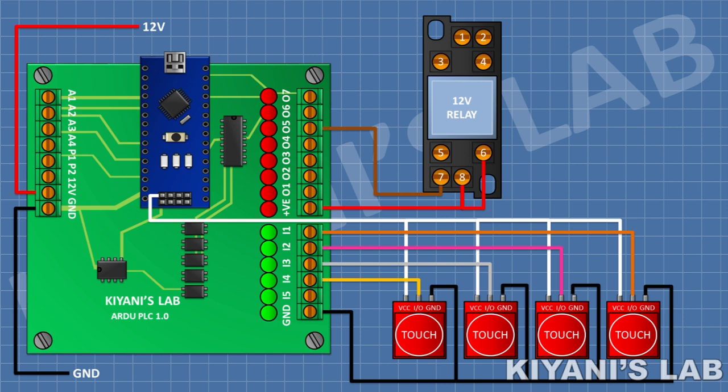After that, I'm gonna connect an indicator and connect its one pin to pin number 4 of the relay and its other pin to ground. So we have done all the connections.